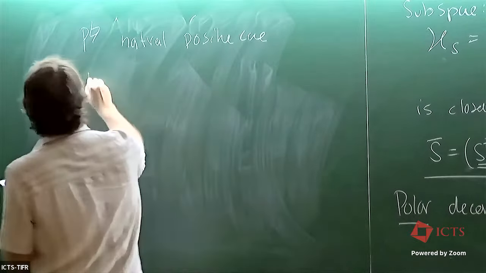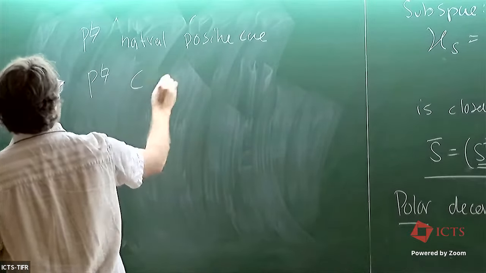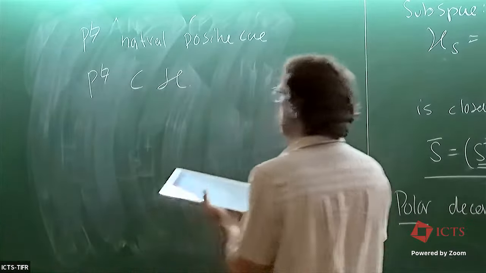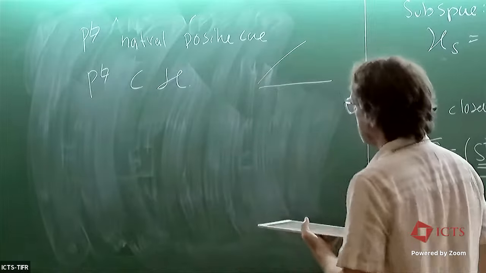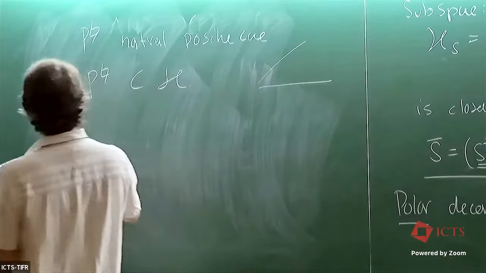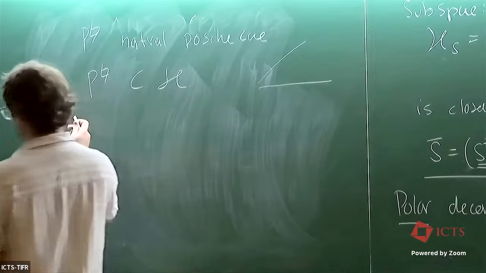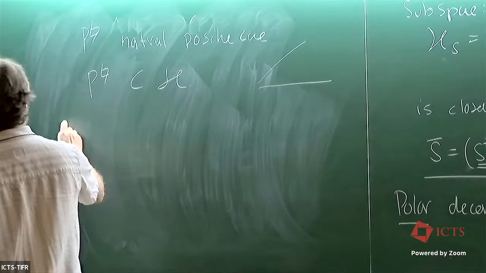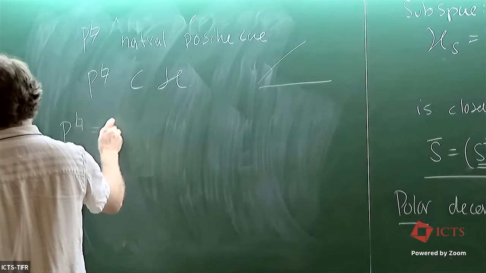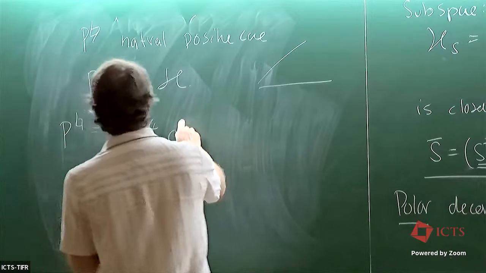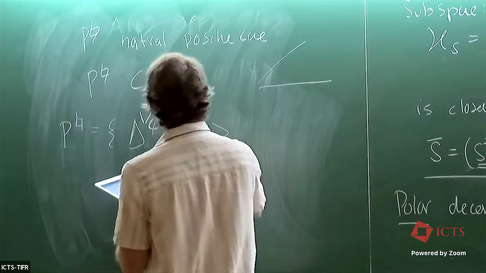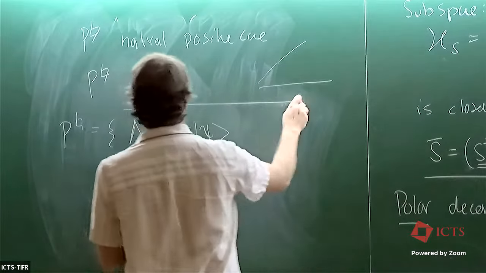So this is some subset of the Hilbert space. It's a cone in the Hilbert space. It's some cone like this. It's a set of particularly nice purifications. So it's defined as follows: you take delta to the 1/4, act with a positive operator on psi, and then you take the closure.